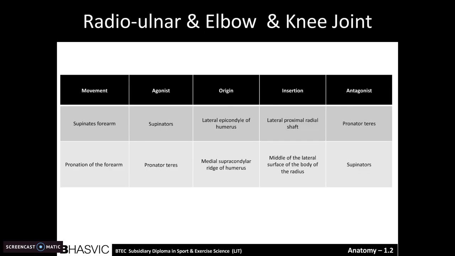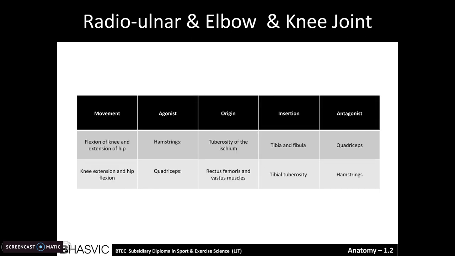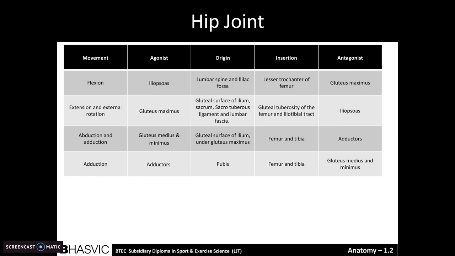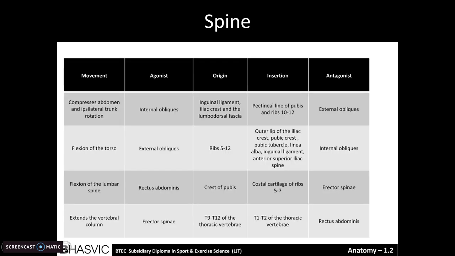This is all the movement in the radial ulnar, elbow and knee joints, with their movement and agonist, origin, insertion, and antagonist. This is all the movement in the hip joint, with their agonist, origin, insertion, and antagonist. This is all the movement in the spine, with their agonist, origin, insertion, and antagonist.